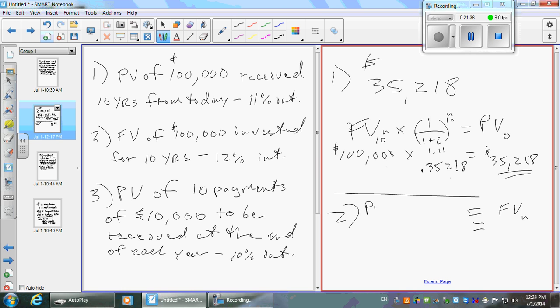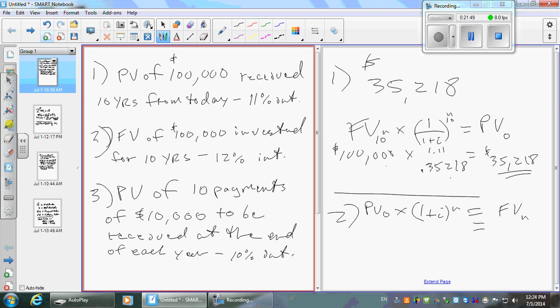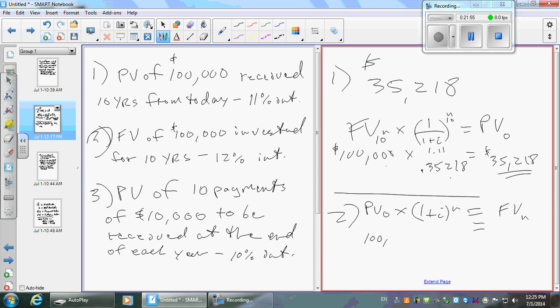The present value now times what? 1 plus the interest rate, right guys? To the number of periods. Everybody knows this, don't you? Okay, so I'd like to know the future value. We're doing number 2 here. I'd like to know the future value of 100,000 invested. So it's 100,000 now. A lot of the problem is reading very carefully what you're looking at.